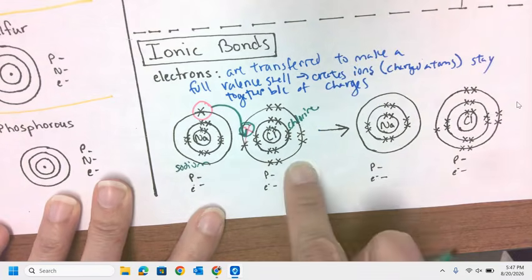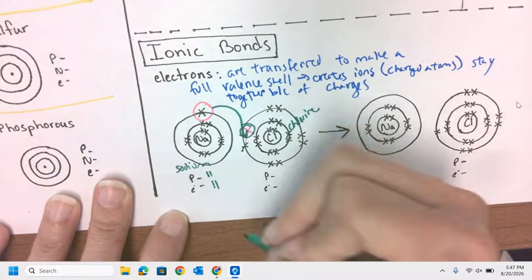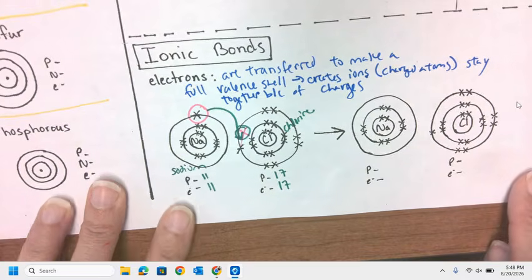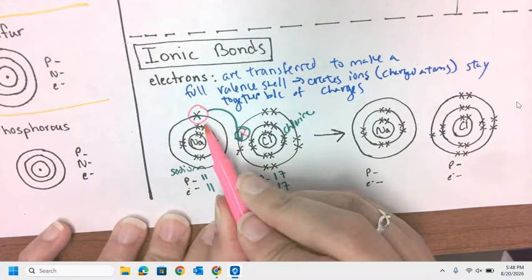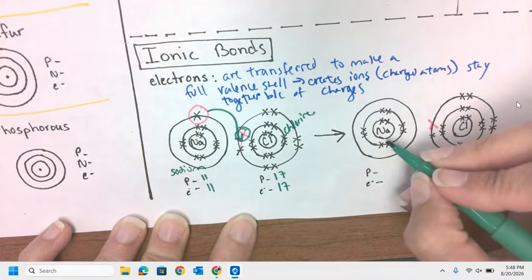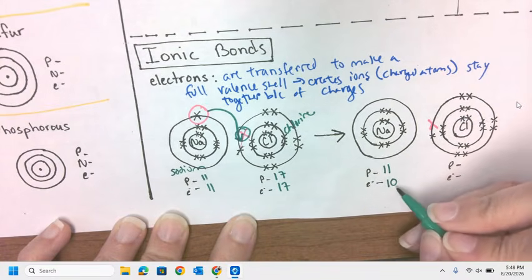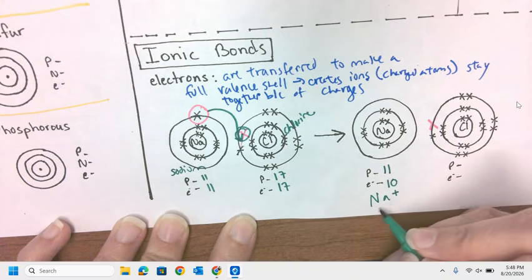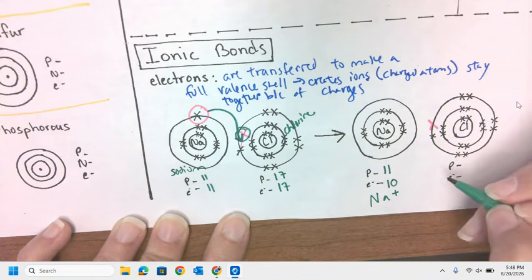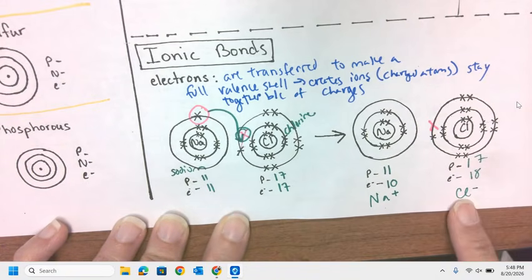So before this happens, sodium has 11 protons and 11 electrons, and so it's uncharged. And chlorine has 17 protons and 17 electrons. After this happens, when this electron is fully transferred, sodium has 11 protons and 10 electrons. So because it has more protons than electrons, it's a positively charged ion. Chlorine is now known as chloride. It has 17 protons and 18 electrons. It is Cl minus. It is negatively charged, right?